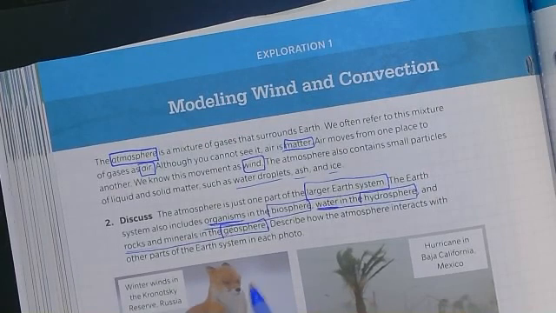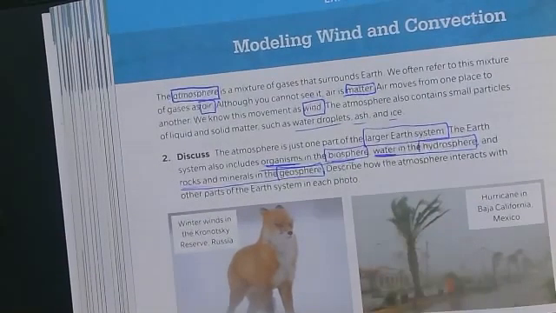Here we can see winter winds in the Krontovsky Reserve, Russia. Looks like the wind is blowing on this fox. So the wind is touching the fox. So the atmosphere contains the air and the wind, and it's touching the fox. The fox is a part of the biosphere because he is a living thing.